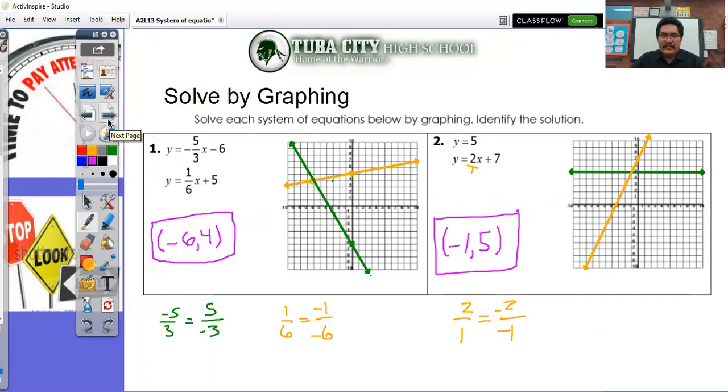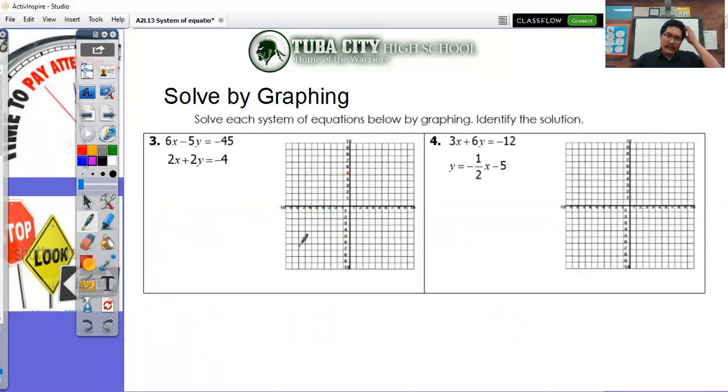Okay, so we're done with those two. Let's go ahead and move on to the next set. Now, the other ones were a little bit easy because they were already in slope-intercept form. And in my opinion, slope-intercept form is probably the easiest one to graph. It also has the added benefit of being able to tell at a glance whether the lines will be parallel, because if you can see the slope, then you can see that the lines are easily parallel.